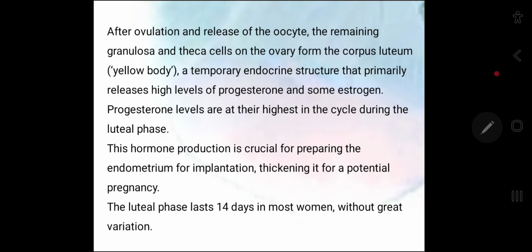Progesterone levels are at their highest concentration in the second half of the cycle during the luteal phase, which is responsible for preparing the endometrium for implantation by thickening of the endometrium for potential pregnancy. The luteal phase lasts for 14 days in most women without great variation.